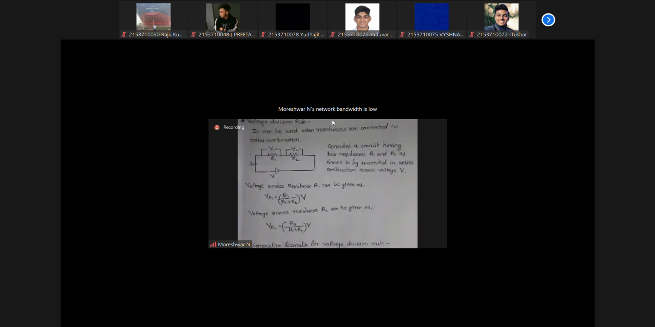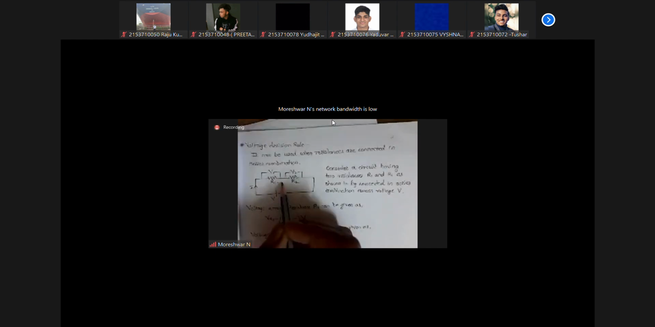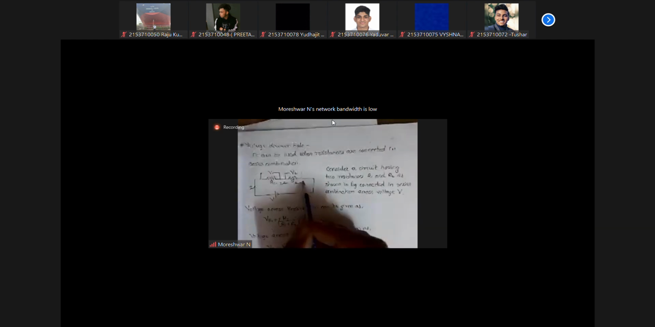So for understanding purposes, suppose we take the value of R1 as 2 ohm, the value of R2 as 3 ohm, and the applied voltage as 10 volt. These are the values given in this circuit. Can all of you please calculate the values of V1 and V2?